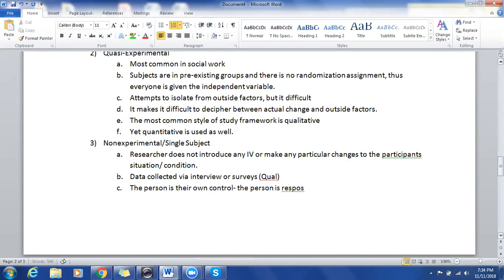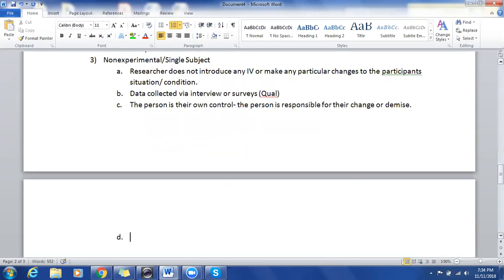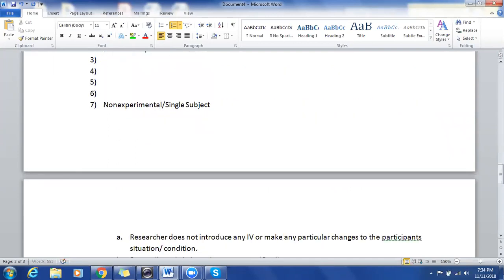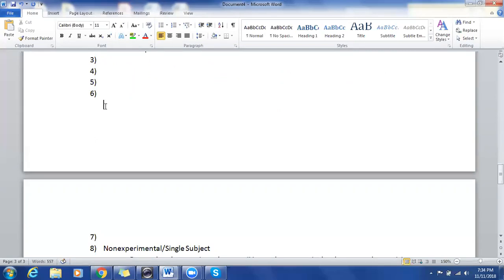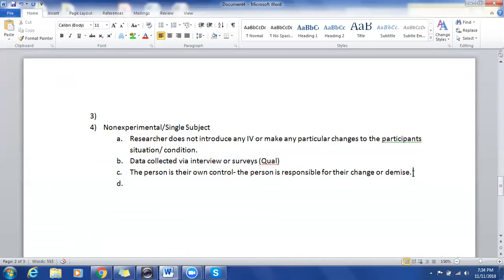Oh, my hands are not working. Responsible for their change or demise, which I will move this down so it's all on the same page. So that way it's nicer for you guys.